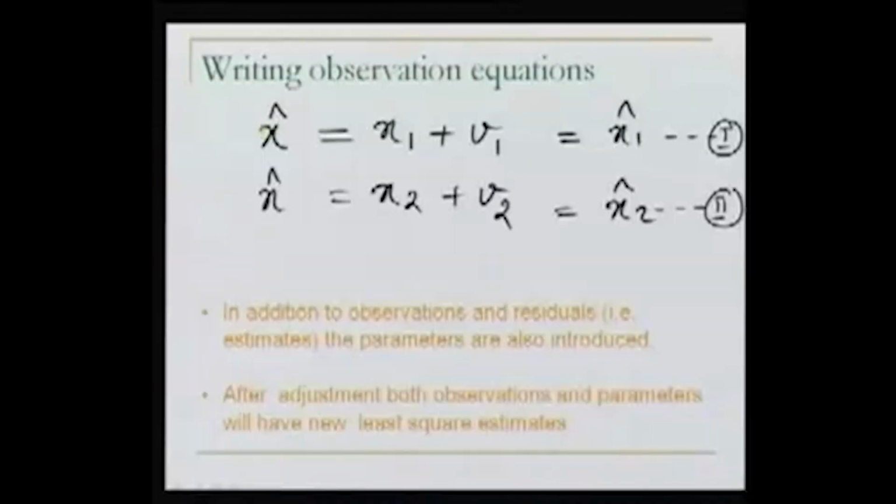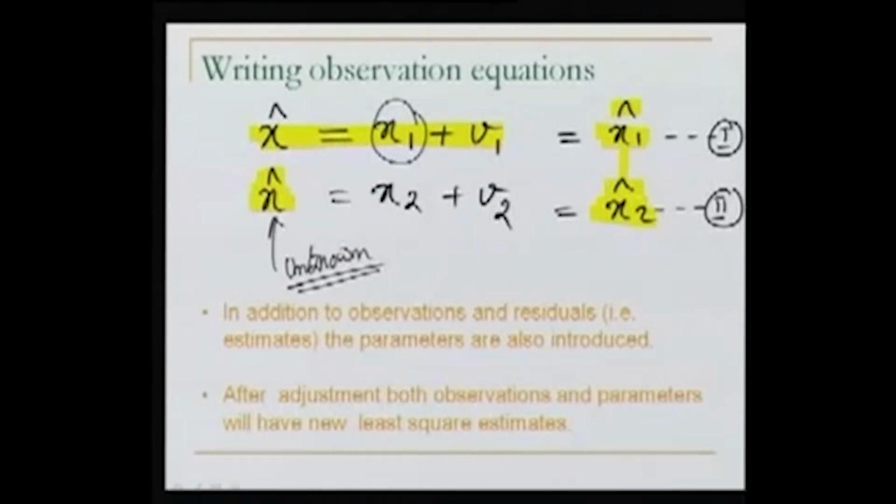We know x hat is x1 plus u. This is equal to x1 hat also. We can write, because we know for this problem x1 hat and x2 hat, these two are same obviously, which are equal to x hat. So x hat is our unknown. This is the only unknown.